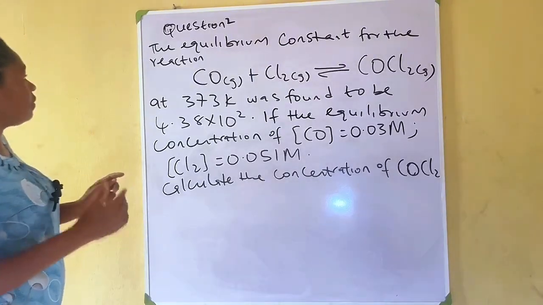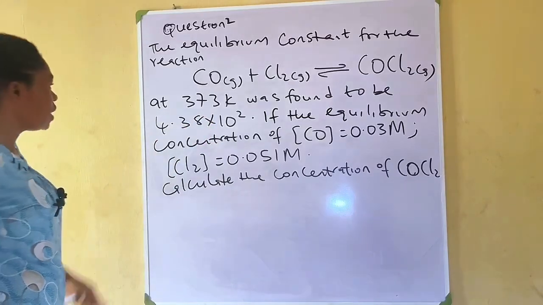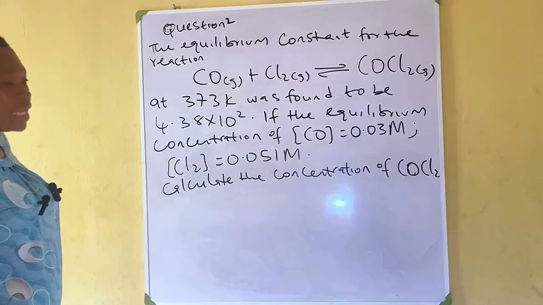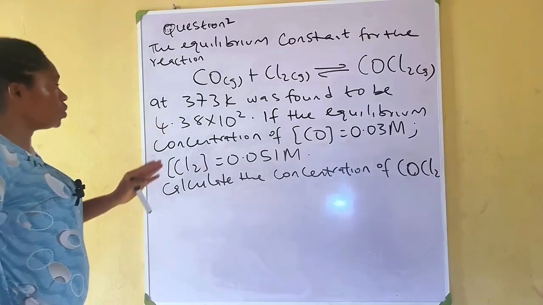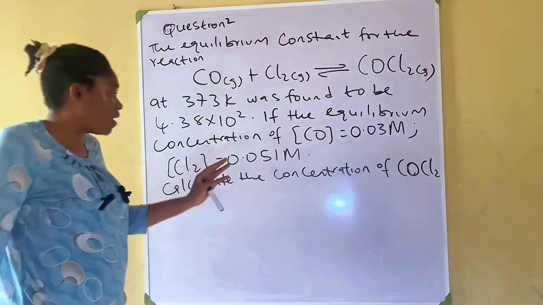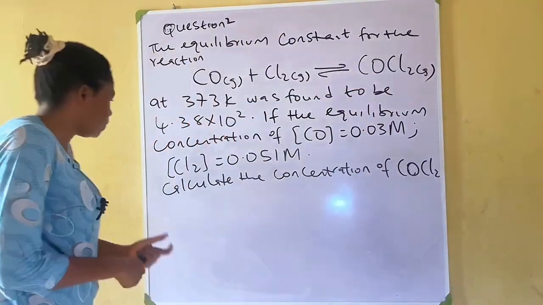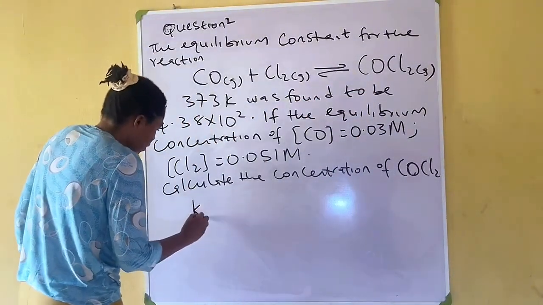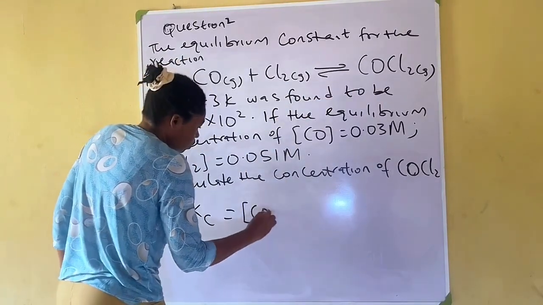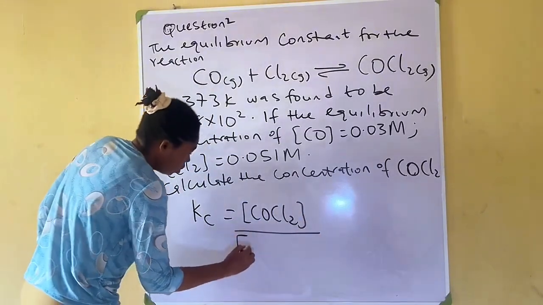The equilibrium constant for the reaction CO plus Cl2 to give COCl2 at 373 Kelvin was found to be 4.38 times 10 raised to the power 2. If the equilibrium concentration of CO is 0.03 and that of Cl2 is 0.051, calculate the concentration of COCl2. Look at what I'm looking for. So put out the formula. Kc equals the concentration of the product, raised to the power 1, divided by the concentration of what?